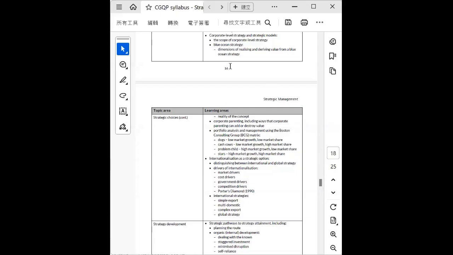Dimensions for realizing and delivering value from blue ocean strategies. You realize these strategies from blue ocean strategy that involve innovation, differentiation, and creating demand in an untapped market.